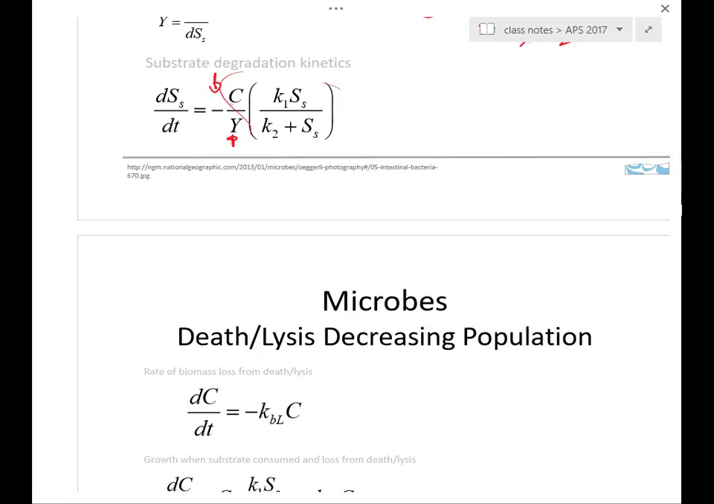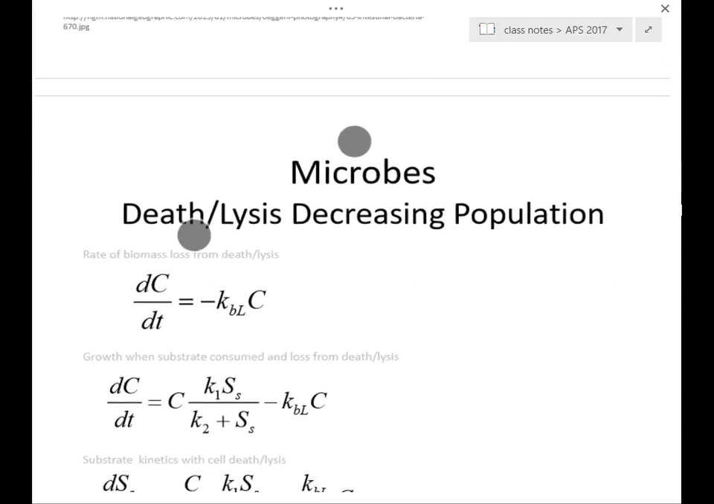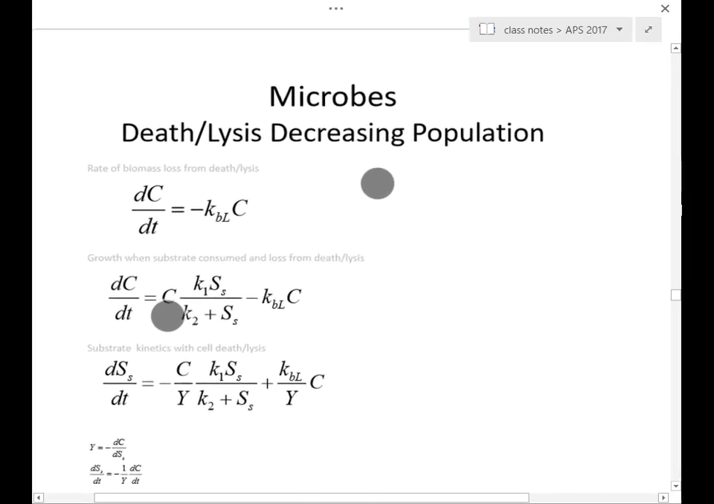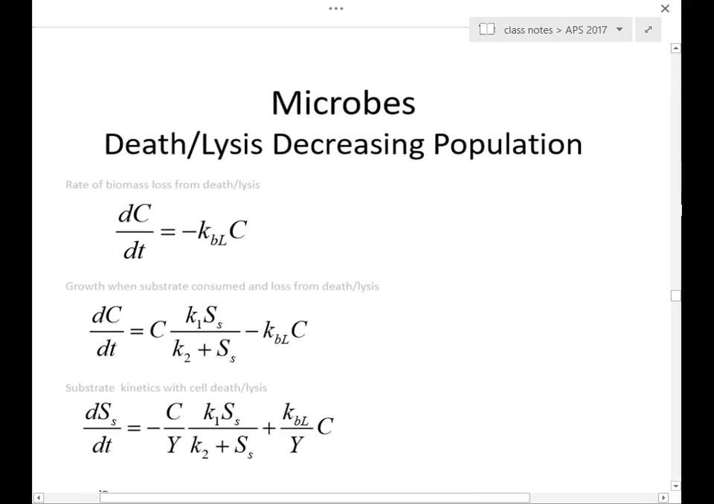Okay, so that'll handle some aspects of the microbial population, but we also may want to include the death of the microbes. We may want to kill them for some applications, right? I mean, microbes could be a problem. We may want to encourage them to grow, but they may be dying anyway. And so we want to include the death of the microbes as part of this.